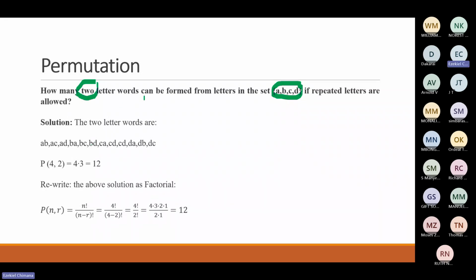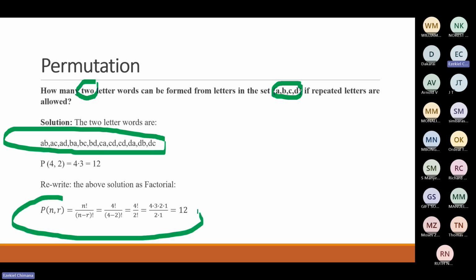How many two-letter words can be formed from letters in the set A, B, C, D if repeated letters are allowed? So instead of doing all this, you can just use the formula P of n r, which is equal to n factorial over n minus r factorial. Your n is 4 because we've got a total of 4 elements here. So it's 4 factorial over 4 minus r, then factorial, where our r is 2. So it's 4 minus 2, then factorial. So you end up having 4 factorial over 2 factorial.